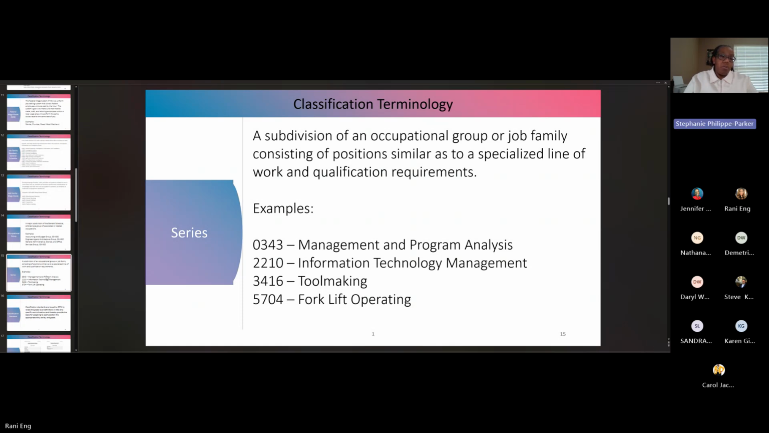The top two here are the general schedule or white collar, and again, 343 management program and analyst, which may be familiar or more popular at other agencies. 2210, which is IT management. And the bottom two here are the wage grade or blue collar work, which is tool making, the series is 3416, and then forklift operating, which is 5704. Next slide, please.